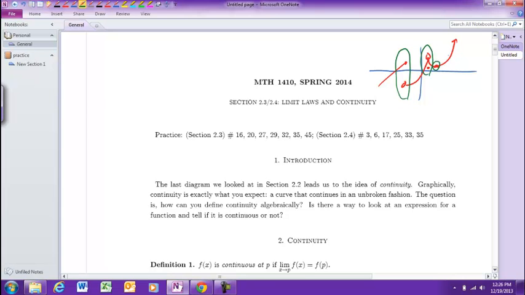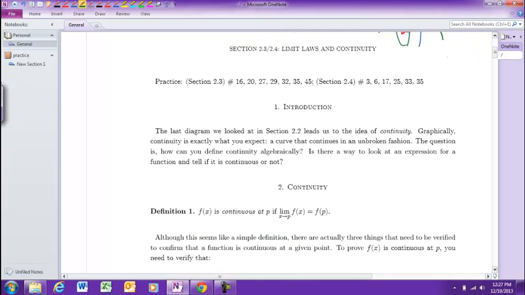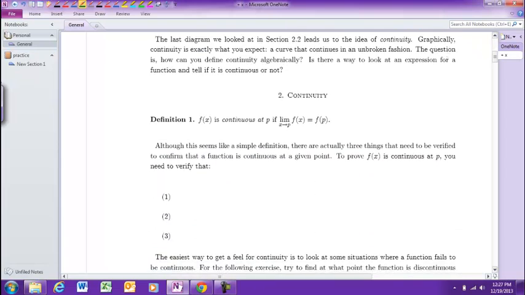And you may recall, or you may want to look back at section 2.2 to remember this, when we looked at this one, all the limits and the actual functional value there were all the same. They were all equal. But for this one and this one, they were different. And so this is what will lead us to an idea of continuity, not just graphically, but algebraically. What does it look like when we actually look at the functions?